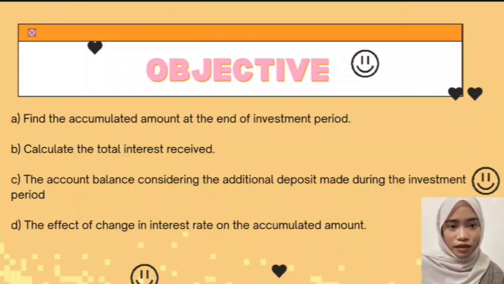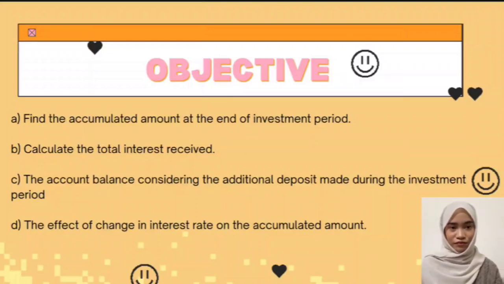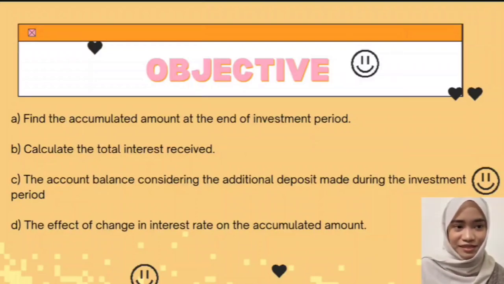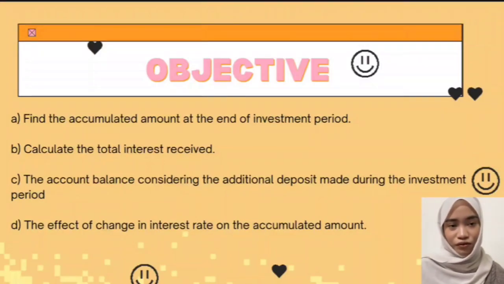The questions are: A. Find the accumulated amount at the end of the investment period. B. Calculate the total interest received. C. The account balance considering the additional deposit made during the investment period. D. The effect of the change in interest rate on the accumulated amount.